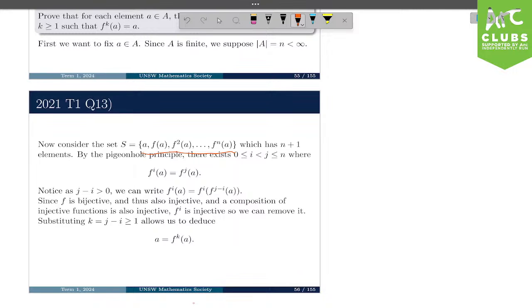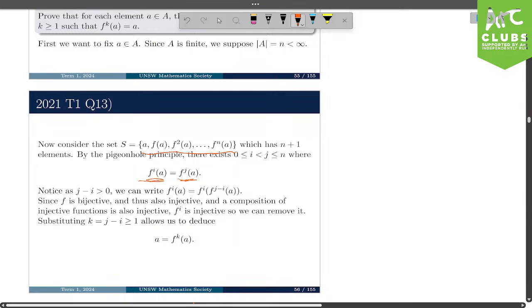And by the pigeonhole principle, we say that there are two different elements of this set. So I've indexed this a bit weirdly, but there are two elements of this set, f to the i and f to the j, where these two elements are equal. Because n plus 1 is greater than n, there must be at least two elements which share the same element. And without loss of generality, let's say i is less than j. We just want to know that i and j are different. And this is going to be useful because now we can say j minus i is greater than 0.